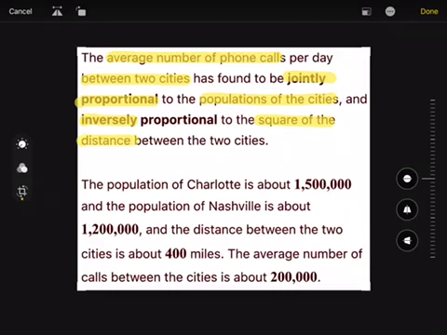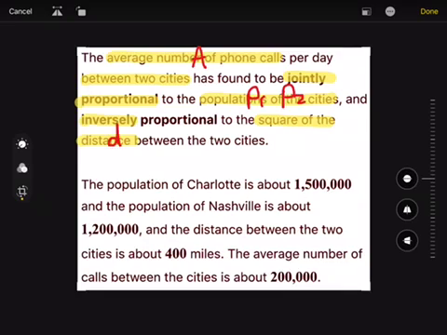So that would mean I'm going to use A for the average number of phone calls per day between the two cities. Has been found to be jointly proportional to the populations of the two cities. So maybe I'll say P1 and P2. And then inversely proportional to the square of the distance. So I'll be using a D for that.